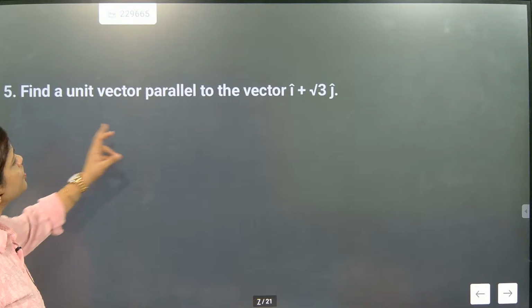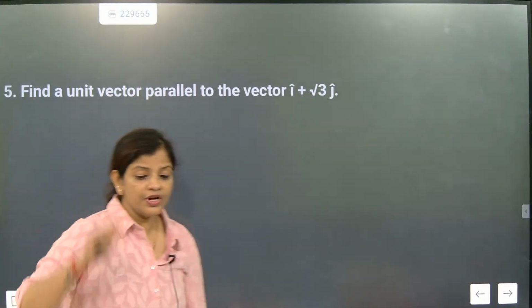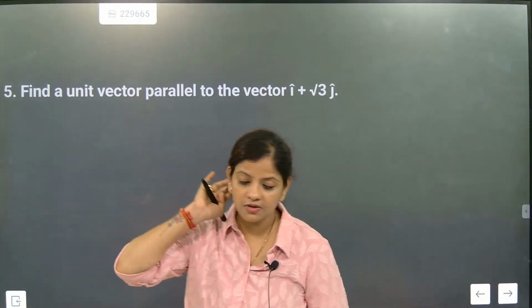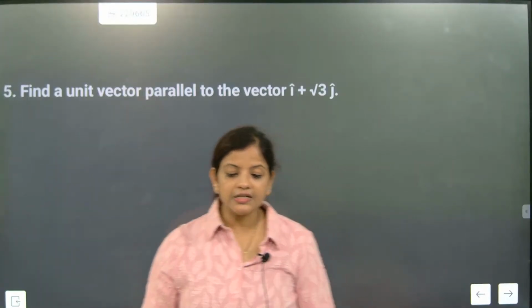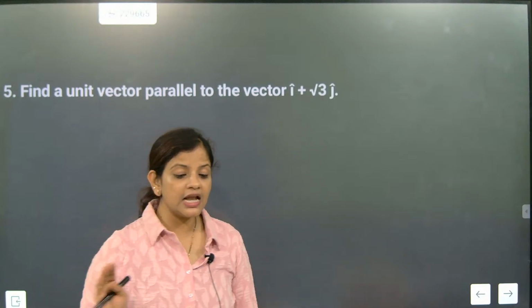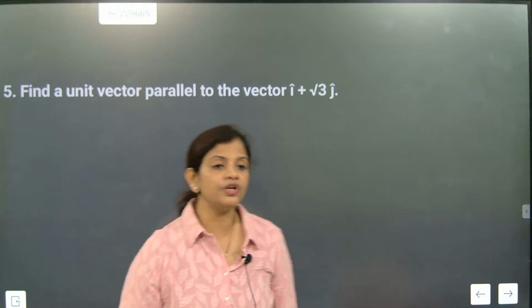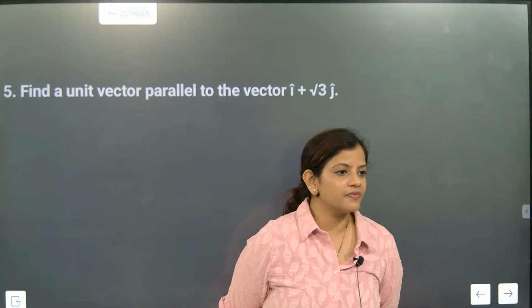Now, beta, find a unit vector parallel to this vector. I want you people to solve this question. Unit vector, last class itself. So here you need to understand this part. Unit vector parallel to this vector. Very easily, yesterday, last class I have explained about unit vector. Please kindly proceed with this one. You solve.